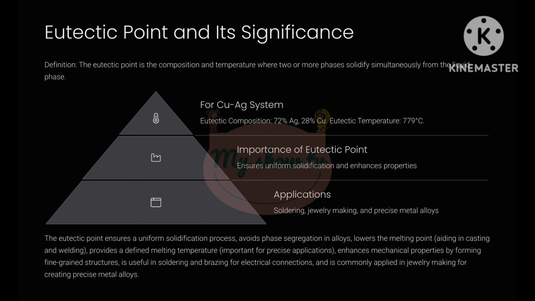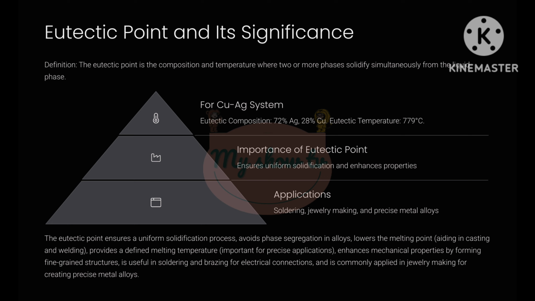Why is the eutectic point significant? 1. Predicts alloy behavior, ensures uniform solidification, crucial in preventing phase segregation. 2. Low melting point, useful in applications like soldering, where rapid solidification is desired. 3. Structure control, produces fine-grained microstructures, enhancing mechanical properties. 4. Precision in casting, provides a well-defined melting point, ensuring consistent processing temperatures.